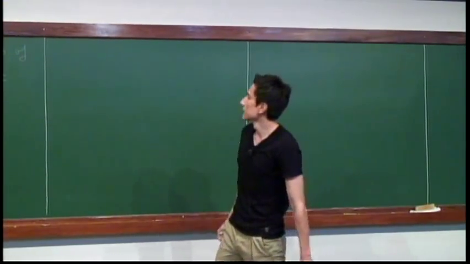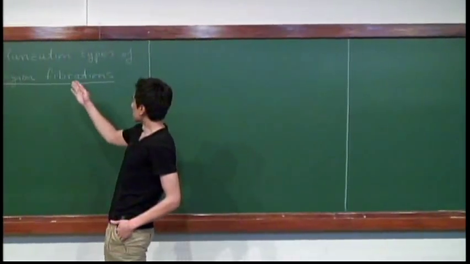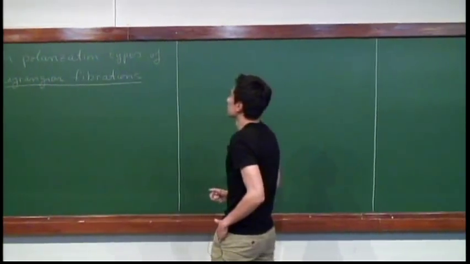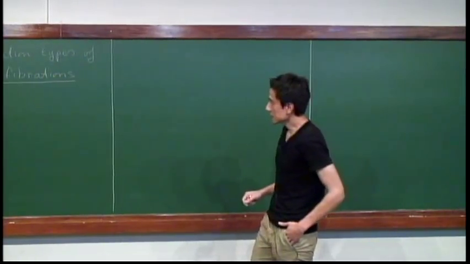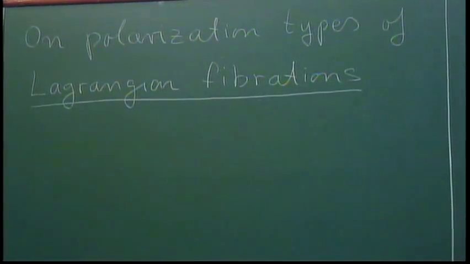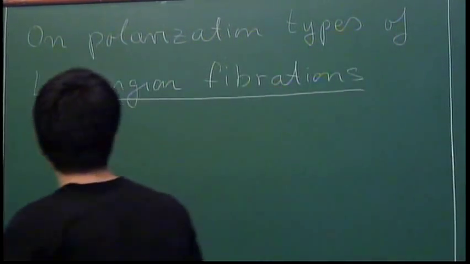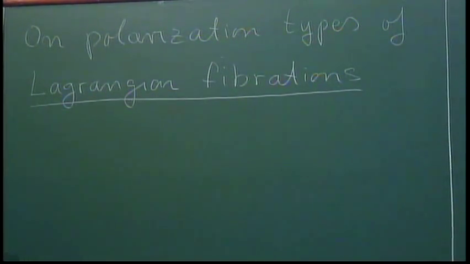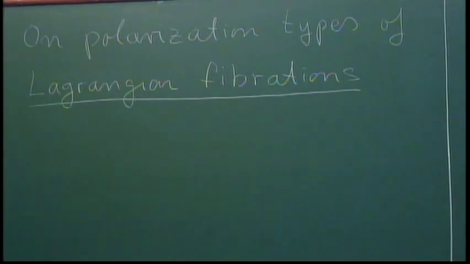And so, yeah, I want to speak about the polarization types of Lagrangian fibrations. So maybe if I say Lagrangian fibration, I mean a Lagrangian fibration on an irreducible holomorphic symplectic manifold, or hyperkähler manifold, as Giovanni prefers to call them.